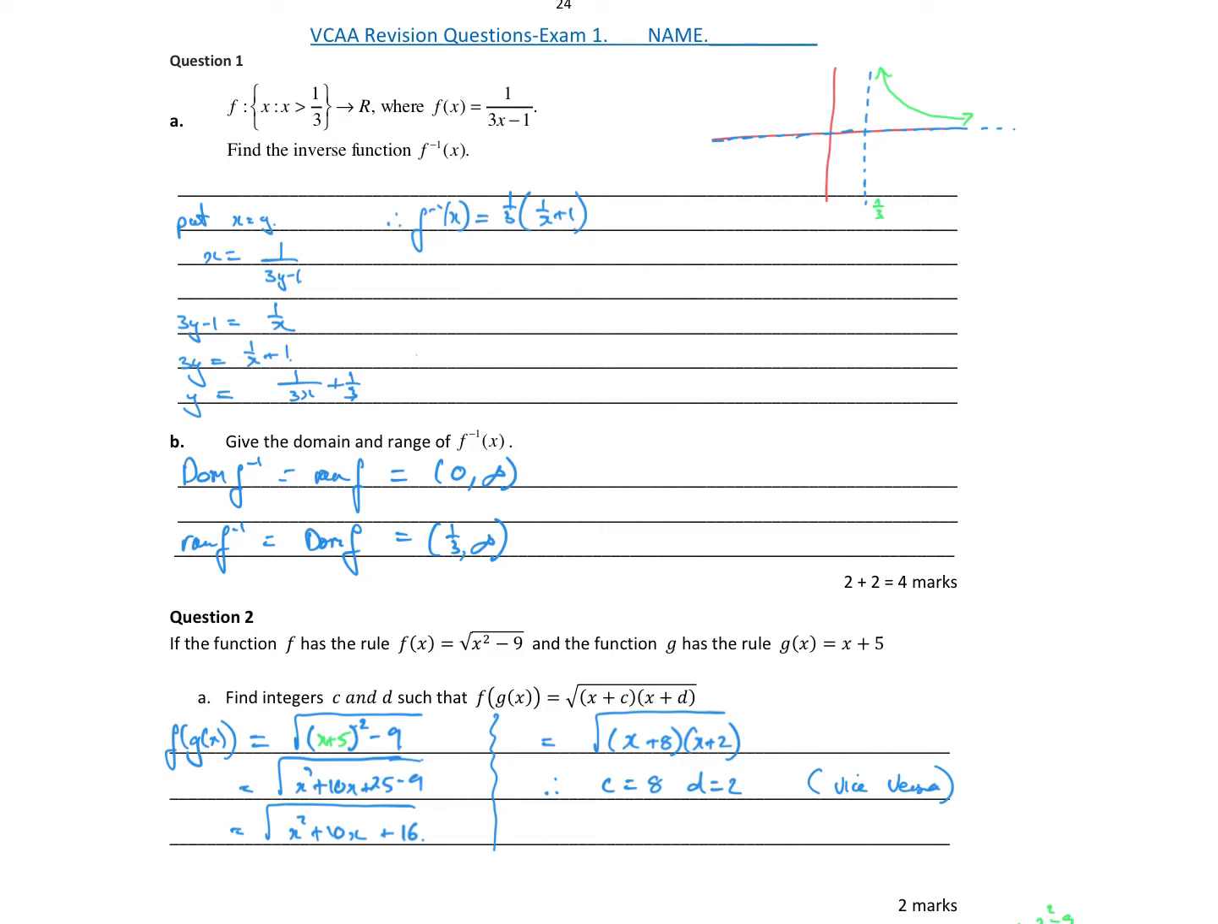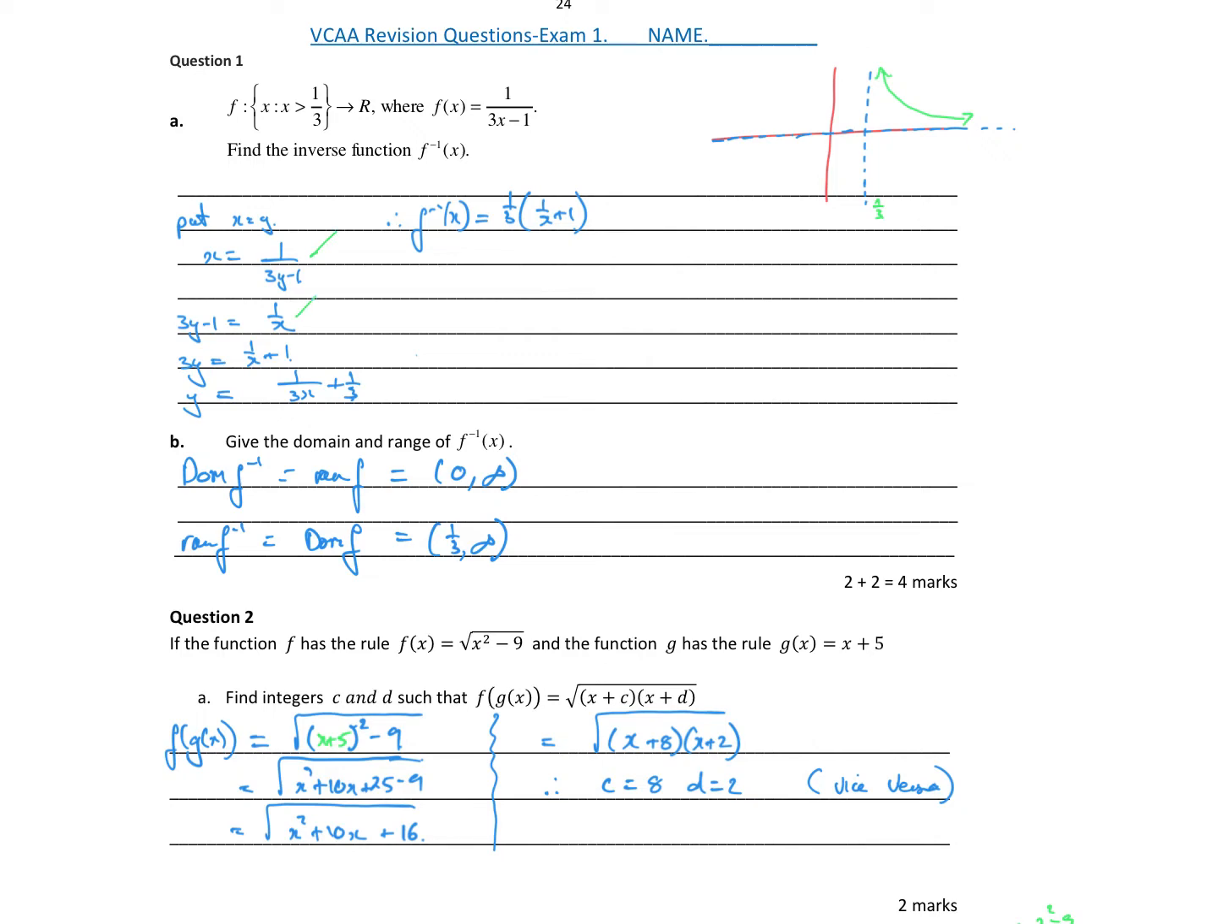Okay, so we've got a hyperbolic function here, 1 over 3x minus 1. Find the inverse function. So again, let's swap our x and y's. X is equal to 1 over 3y minus 1.